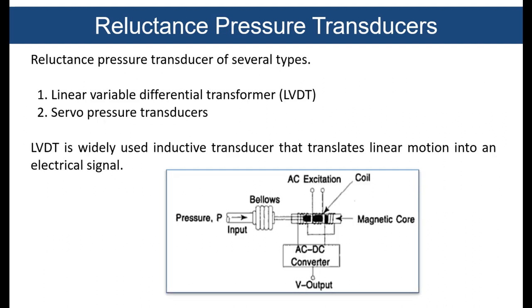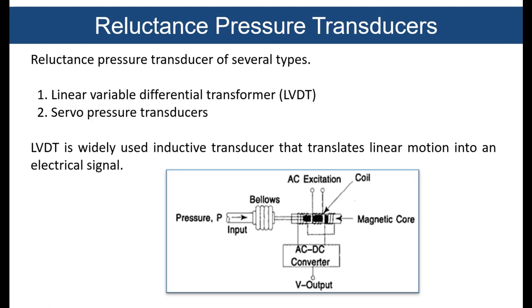In that we have several types, like the LVDT, and another one is the servo pressure transducer. LVDT is the linear variable differential transformer. Here, instead of a transformer, we are going to see a transducer. LVDT is a widely used inductive transducer that translates linear motion into an electrical signal. As per the diagram, we have first the pressure input, then the bellows, then the AC excitation coil and magnetic core, then the AC-DC converter, and last the voltage output.